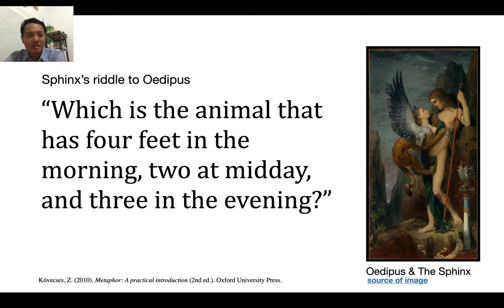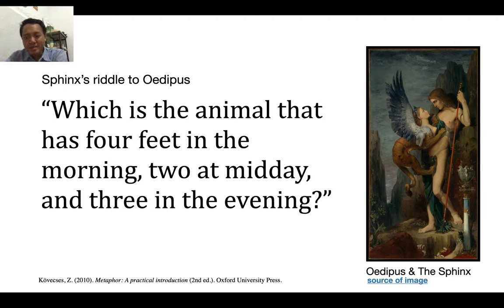So the riddle reads like this. From the Sphinx: Which is the animal that has 4 feet in the morning, 2 feet at midday, and 3 in the evening? You may already know or have heard such a riddle in Indonesian, and you may already know the answer. If you do know the answer, that's good. But I want you to also think about why you get the answer that you know at the moment. Think about what motivates that kind of answer based on the riddle here.